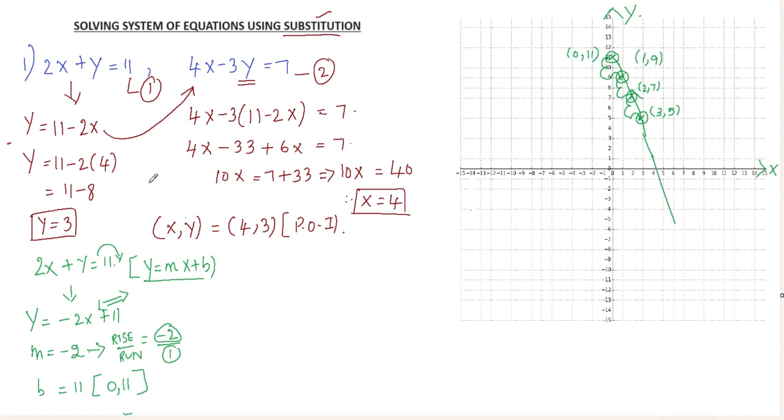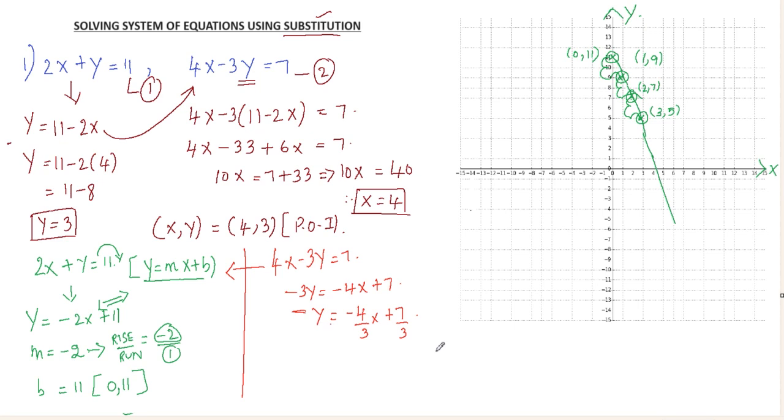Similarly, replicate the same for the second equation, 4x minus 3y is equal to 7. Now let's try to bring the same equation in the format y is equal to mx plus b. So minus 3y is equal to minus 4x plus 7. Minus y is equal to minus 4 by 3 x plus 7 by 3.